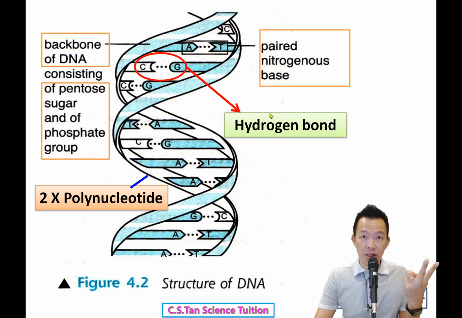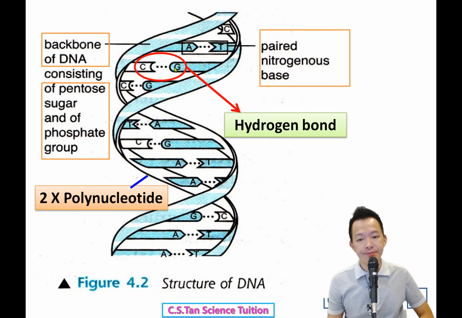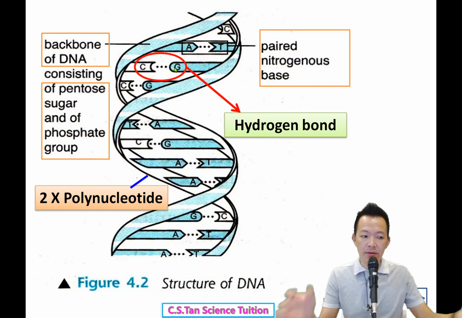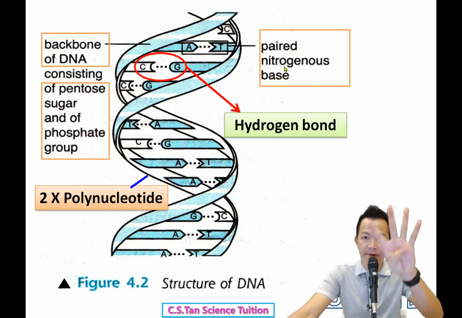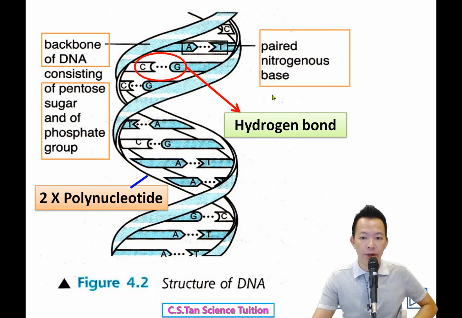So the 2 strands of polynucleotide, 这2条的 polynucleotide, they are bonded together by the hydrogen bond between the pairs of nitrogenous bases. 就是这些一堆一堆的 nitrogenous bases 用 hydrogen bond 结合起来。Copy first. And when we talk about nitrogenous bases, 当我们讲到 nitrogenous bases, we have 4 types of nitrogenous bases. Okay, on the polynucleotide 有4种的 nitrogenous bases.